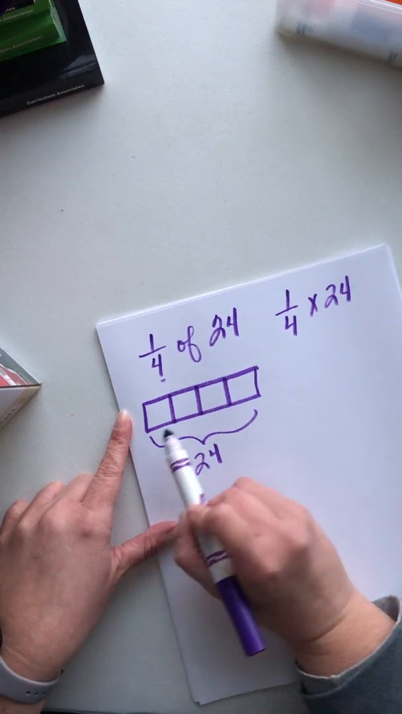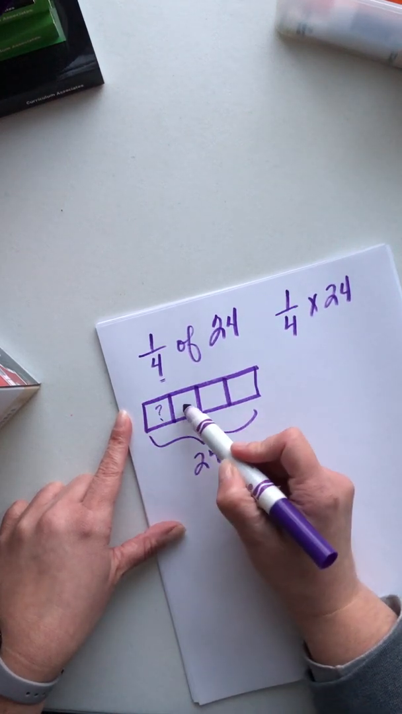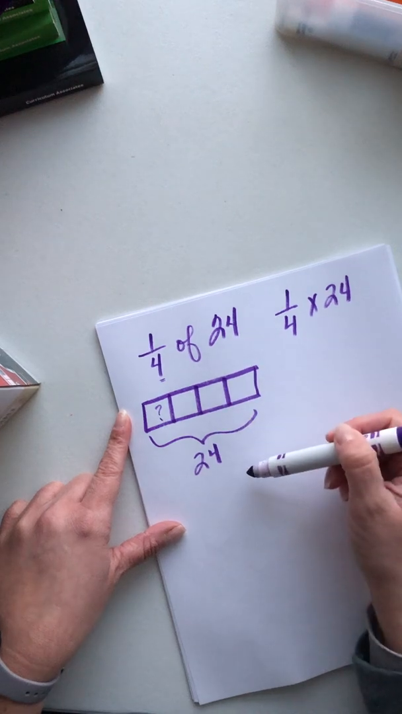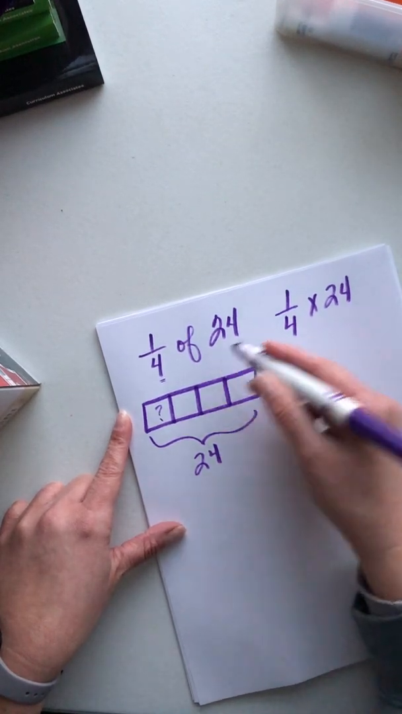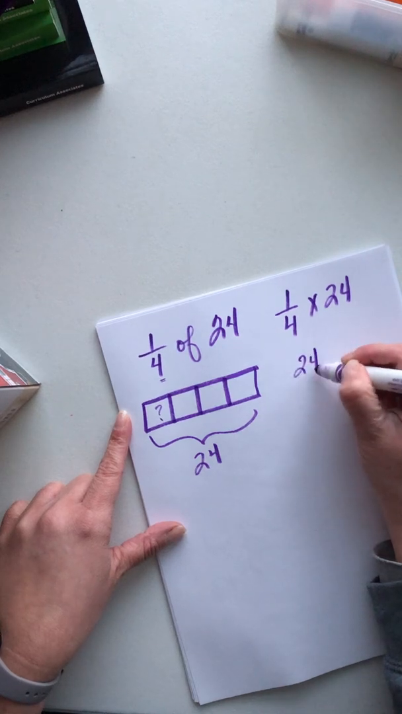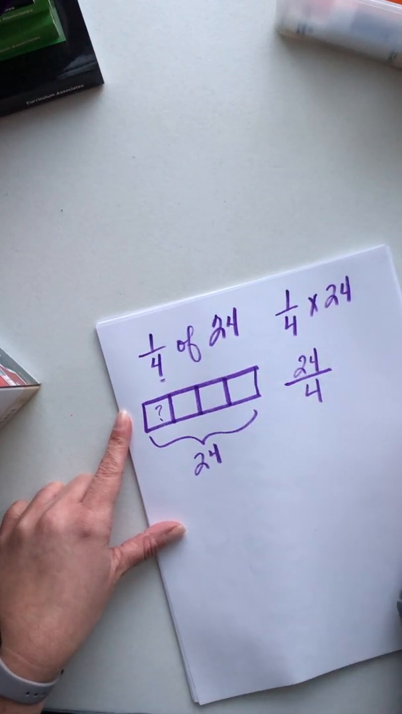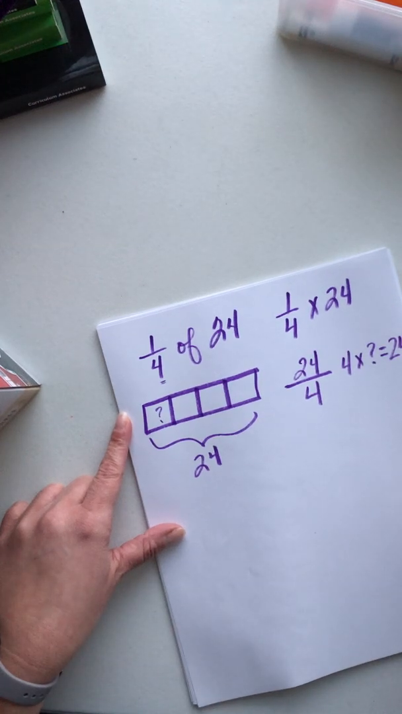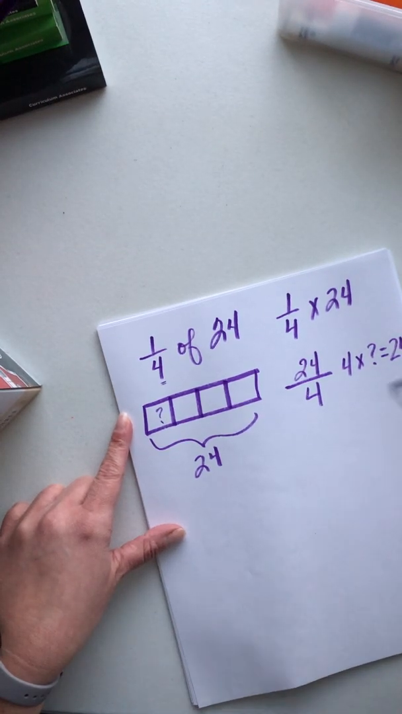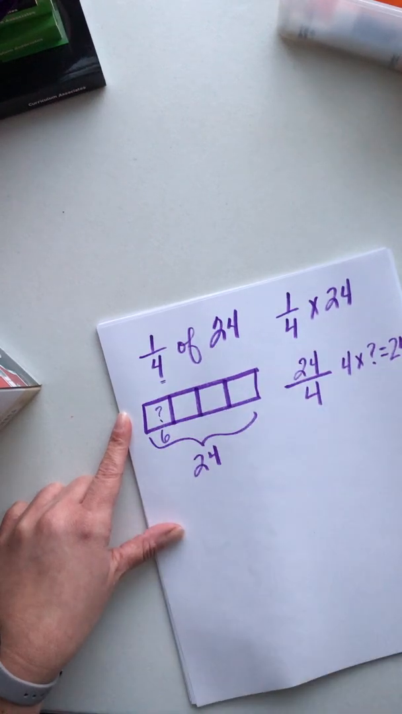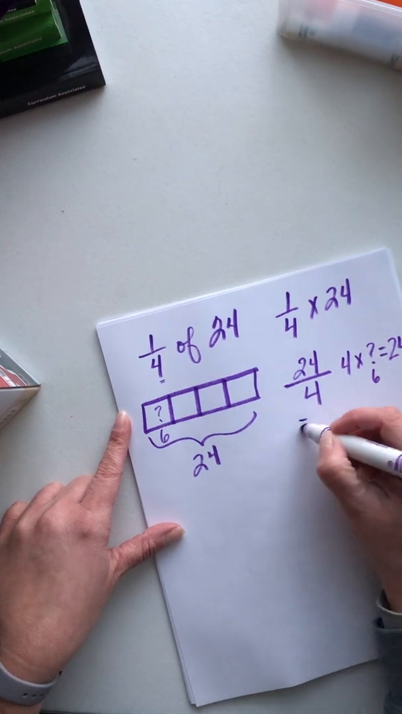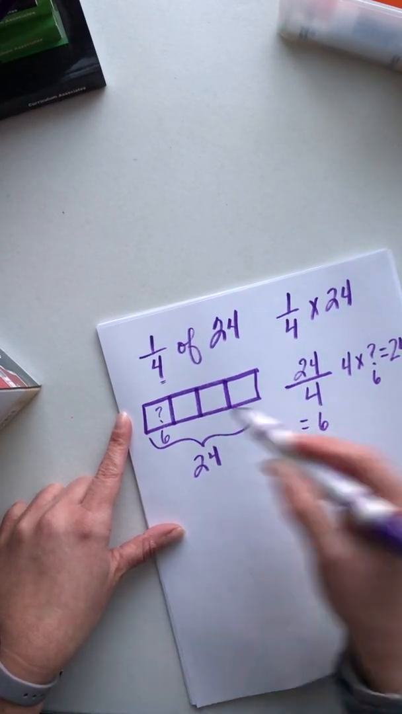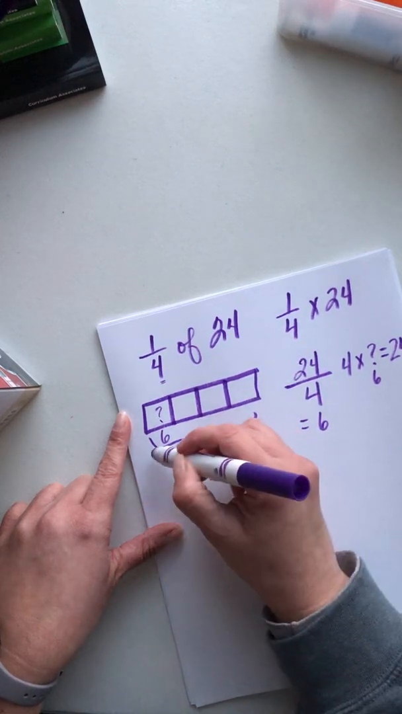So we can ask ourselves, what number would have to be in each of these boxes to equal 24? That's basically like saying, what is 24 divided by 4? Or 4 times what equals 24? If we know our basic multiplication facts, we automatically know that the answer to that is 6. 4 times 6 is 24, or 24 divided by 4 is 6. So 1/4 of 24, the answer is 6.